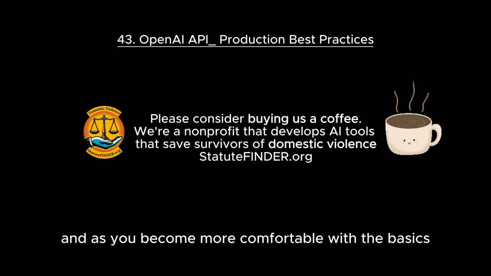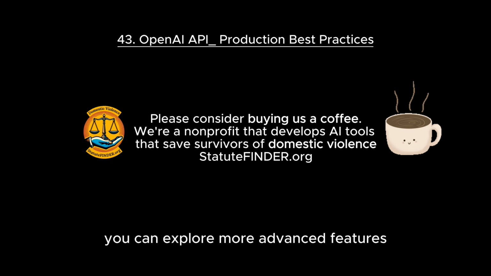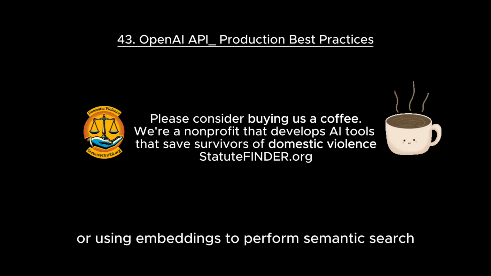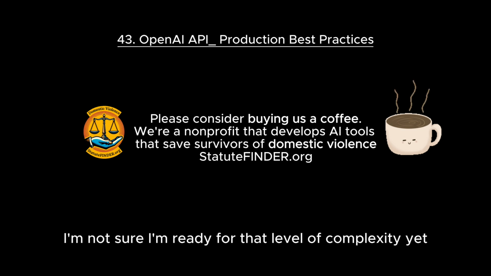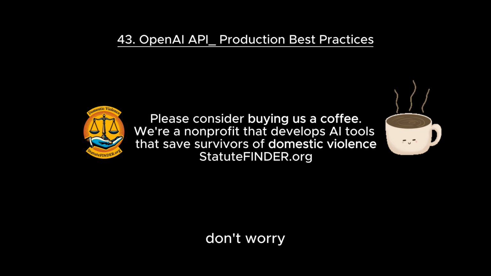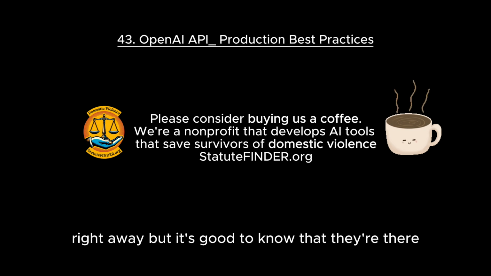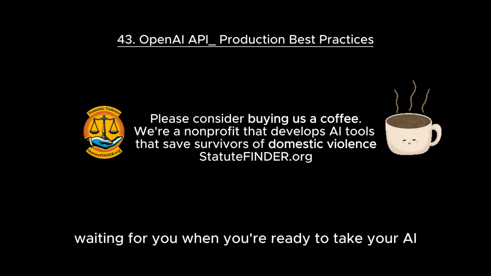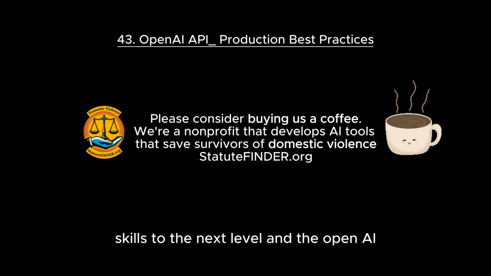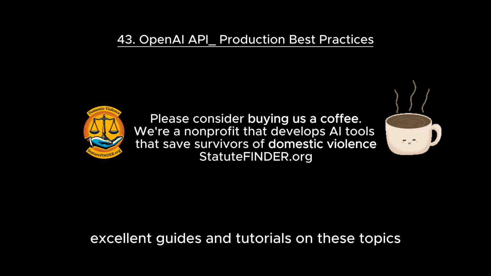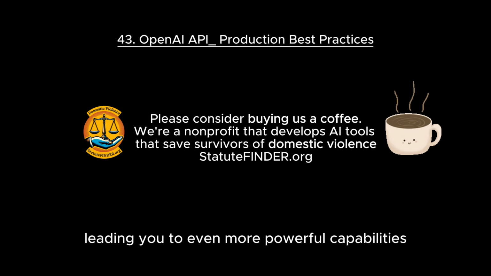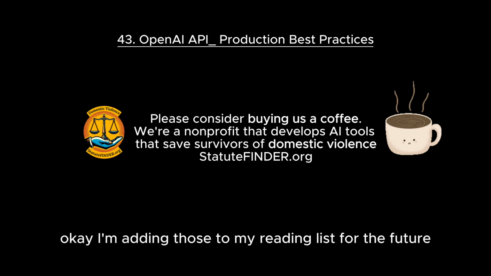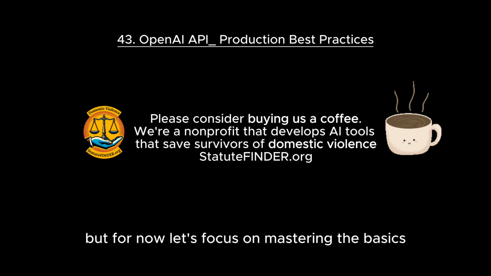And as you become more comfortable with the basics, you can explore more advanced features like fine-tuning models with your own data or using embeddings to perform semantic search. Whoa, hold on. Fine-tuning and embeddings, those sound like advanced AI magic. I'm not sure I'm ready for that level of complexity yet. Don't worry, you don't have to dive into those advanced concepts right away, but it's good to know that they're there waiting for you when you're ready to take your AI skills to the next level. And the OpenAI documentation provides excellent guides and tutorials on these topics. They're like treasure maps leading you to even more powerful capabilities within the OpenAI ecosystem. Okay, I'm adding those to my reading list for the future. But for now, let's focus on mastering the basics.